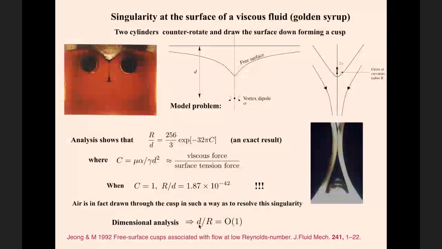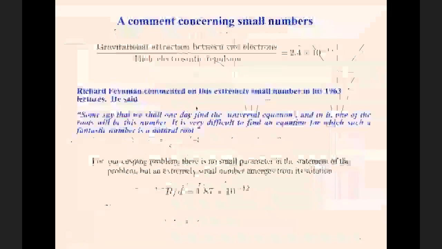Now, the funny thing about this problem is that if you were just to use dimensional analysis, you would come to the conclusion that D over R must be some dimensionless number of order unity. And it is. It's a dimensionless number, and in a sense it doesn't depend on any small parameter. It's a number of order unity, but it's the smallest number of order unity that I have ever seen emerging from a fluid dynamical problem.